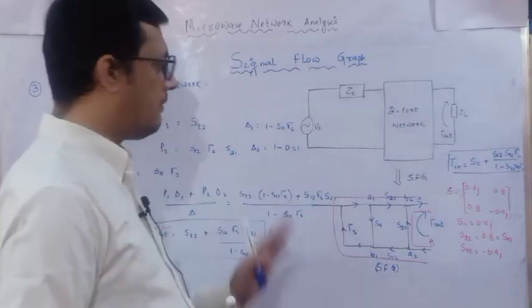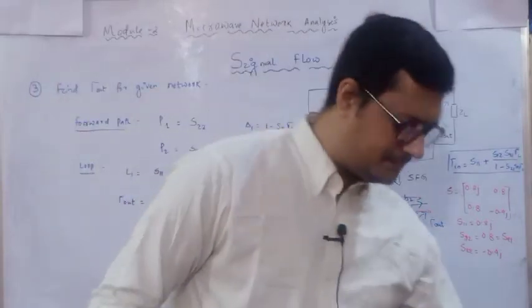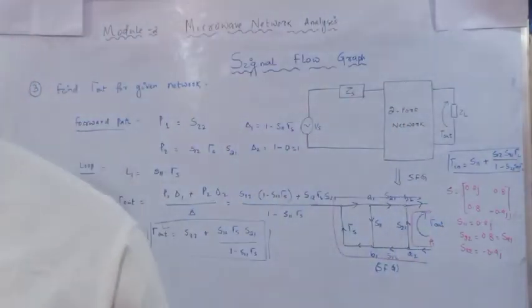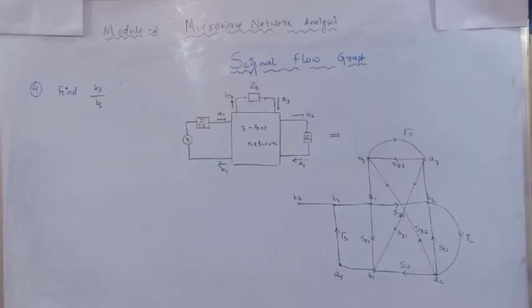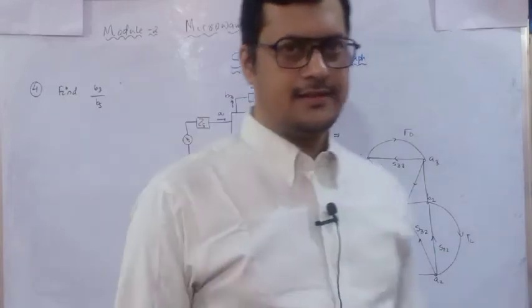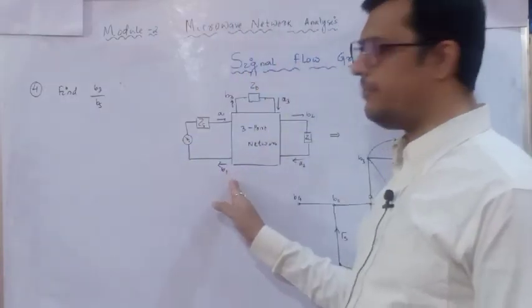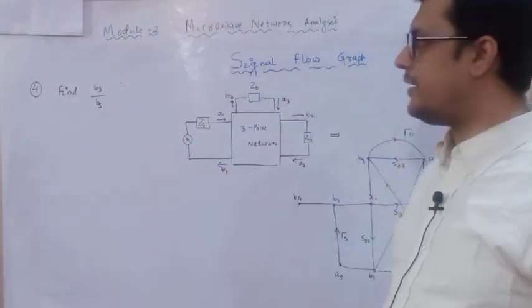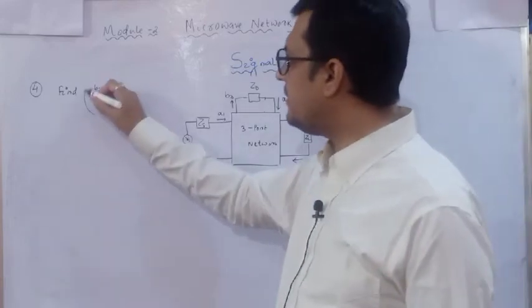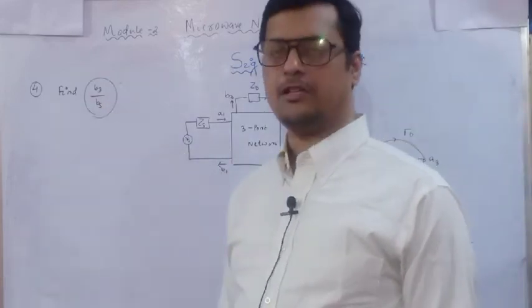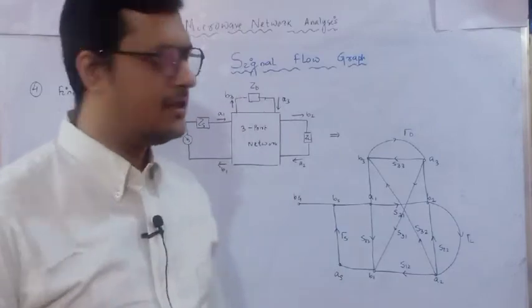So we will take one more question. So this is one more question. It is a 3-port network, as you can see, and here we have to identify B3 by BS. But what B3 and BS are, I will tell.